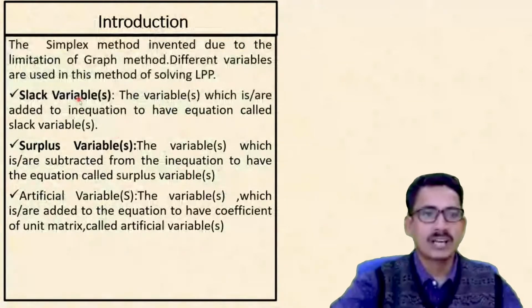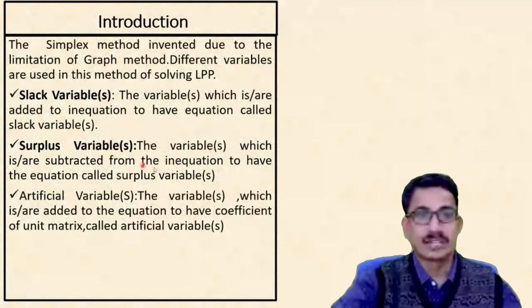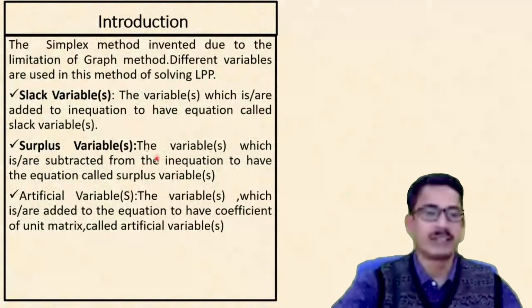whether you talk about the slack variable or the surplus variable, both approach zero. It's a very small positive number, right? Approaches zero. But the slack variable is added, the surplus variable is subtracted. I have clearly written: the variable which is subtracted from the inequation to have the equation is called a surplus variable. Also, in the example in the coming PPT, there is another variable which is called the artificial variable. So these two variables are used to convert inequations to equations.